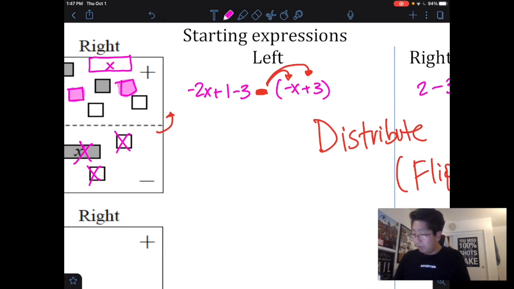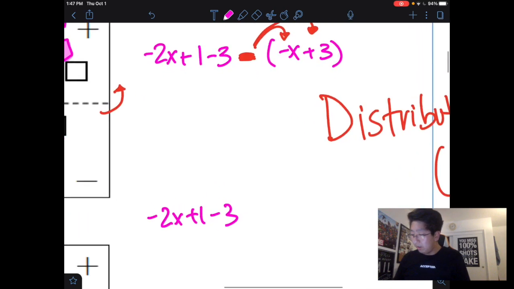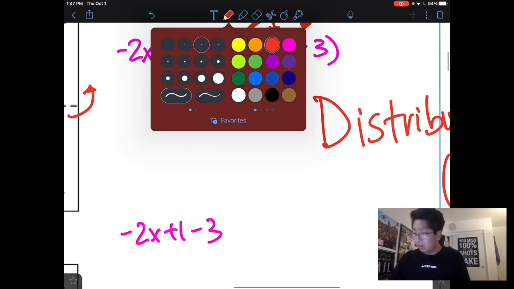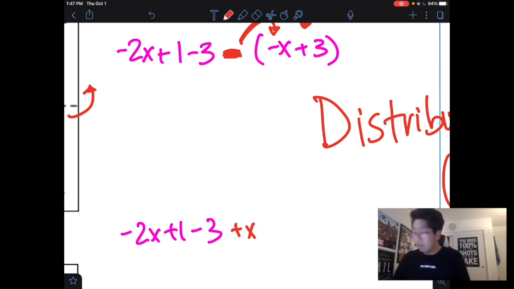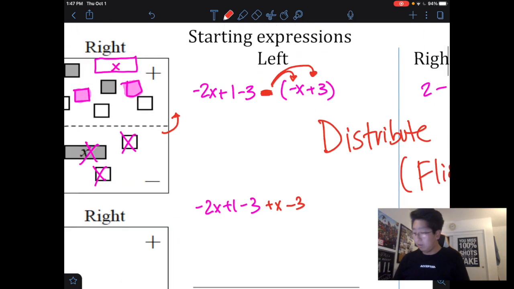it'd be negative 2x plus 1 minus 3. And instead of negative x, I'm going to say plus x. Instead of plus 3, I'm going to put minus 3. So right there, I distributed the negative. I'm going to do the same thing on the right side.